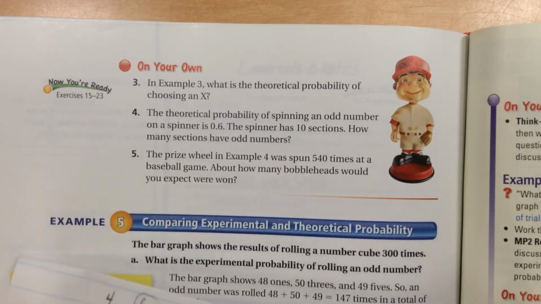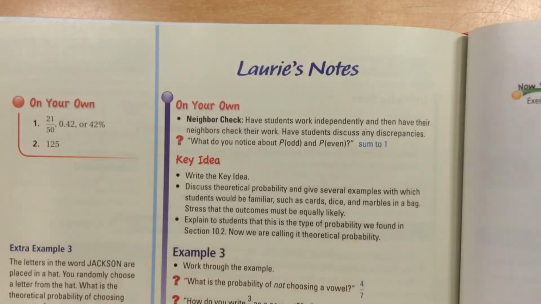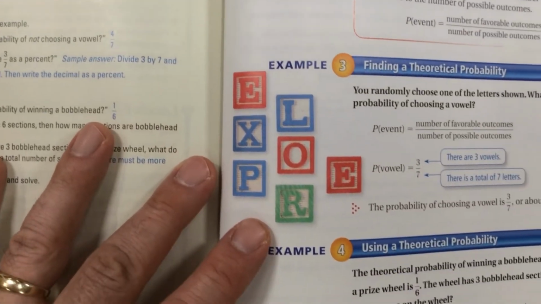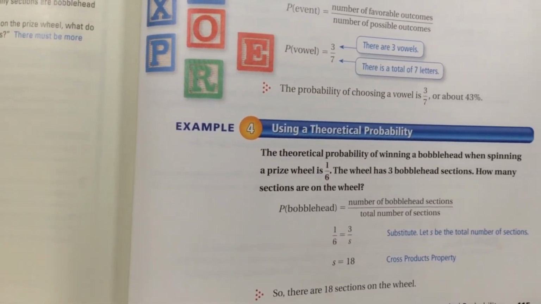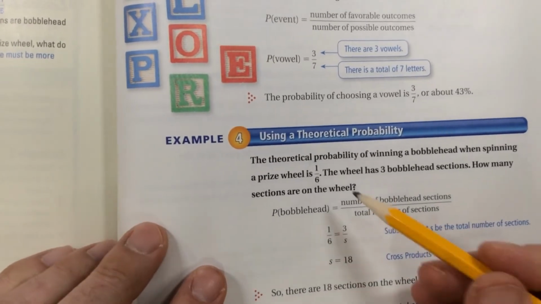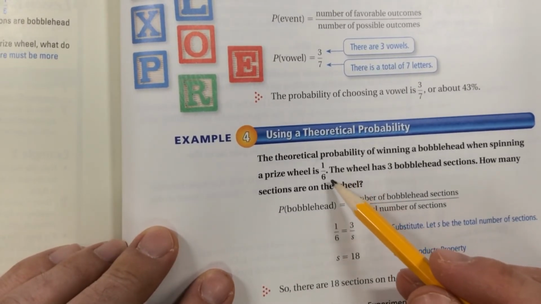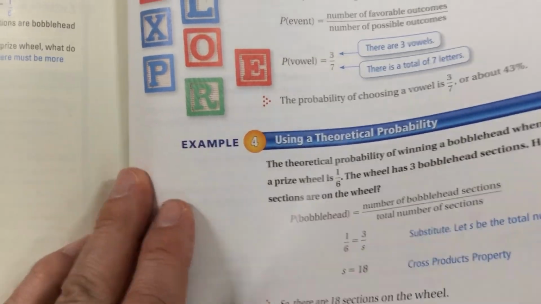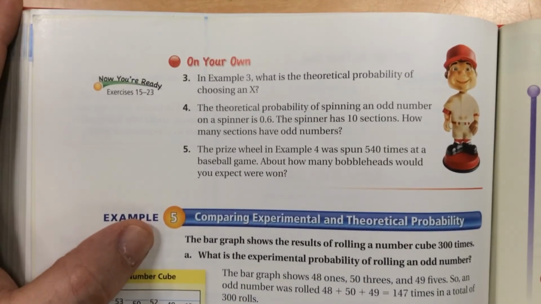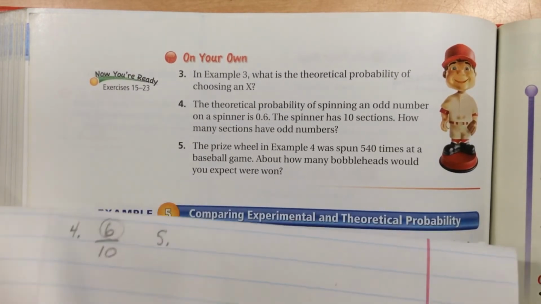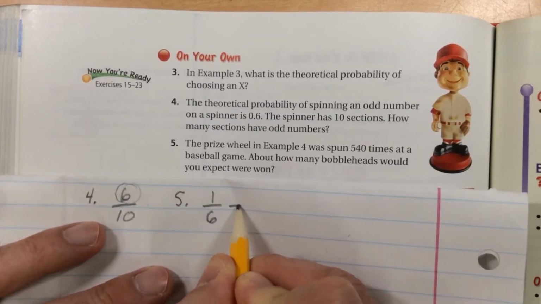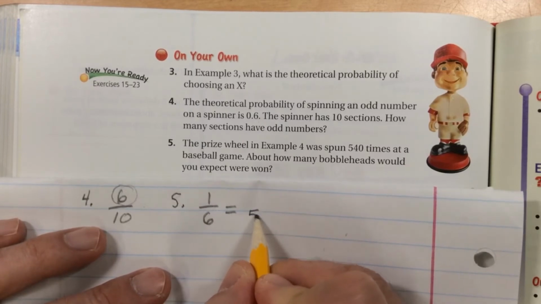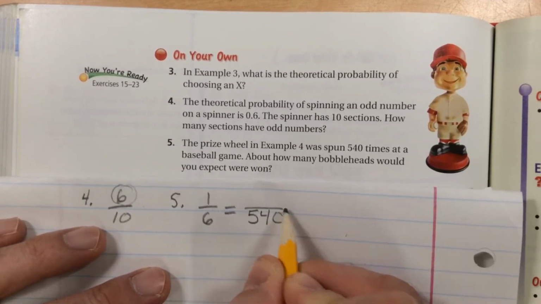So we have to go to example 4. What you remember, if we're looking at example 4, was this where 1/6 was the probability of getting a bobblehead? 1 out of 6. So now let's go back to this problem. If we're using that 1 out of 6, 1 bobblehead out of 6 spins, how many bobbleheads would we expect out of 540 spins?